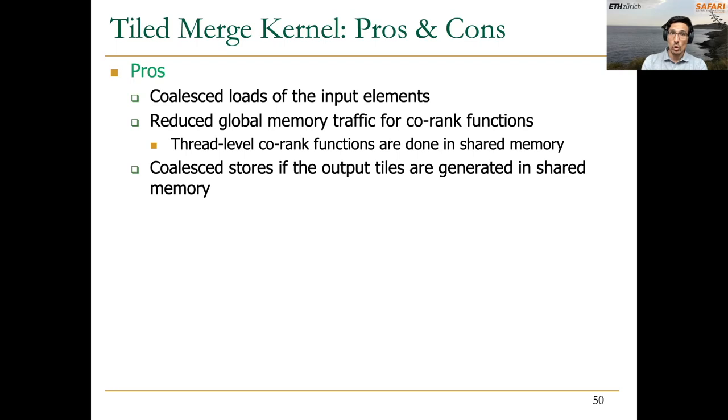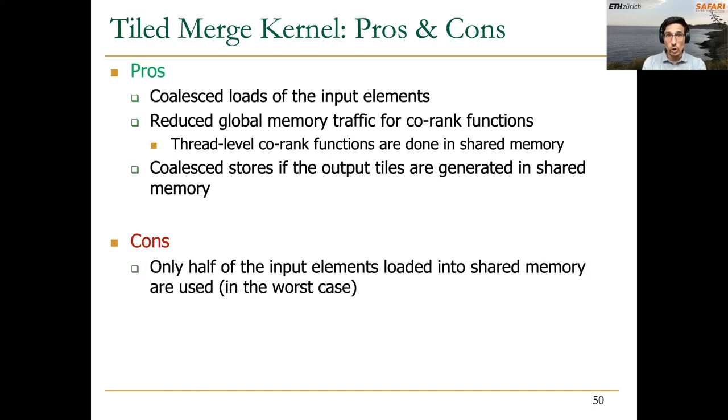And we can also have coalesced stores if the output tiles are generated in shared memory, as we briefly explained as a potential optimization. However, the main drawback of this tile merge kernel is that not all the elements of the input tiles that we load into shared memory are used. So in the worst case, only half of them are used, and we will need to go to the global memory again to read the same elements that were read before.